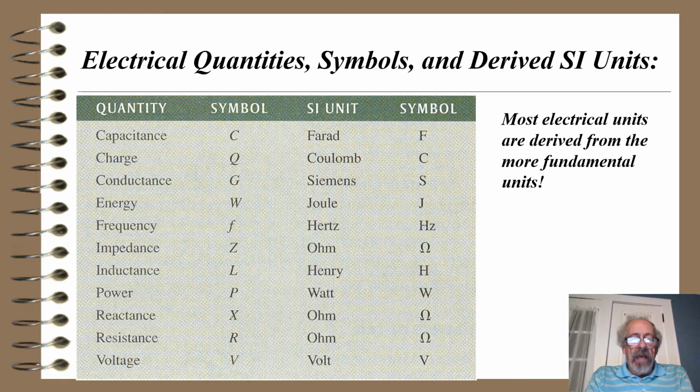Power. The symbol is capital P. The SI unit is watt. And the symbol is capital W. Reactance is capital X. SI unit is ohm. Symbol is omega again. Resistance is capital R. Ohms and omega symbol again. And voltage is capital V, or volt, and capital V. So voltage and resistance, probably things you've heard about before, maybe power also with watts. Things like capacitance and inductance probably aren't as familiar to you. Frequency is another one you may have heard of before.